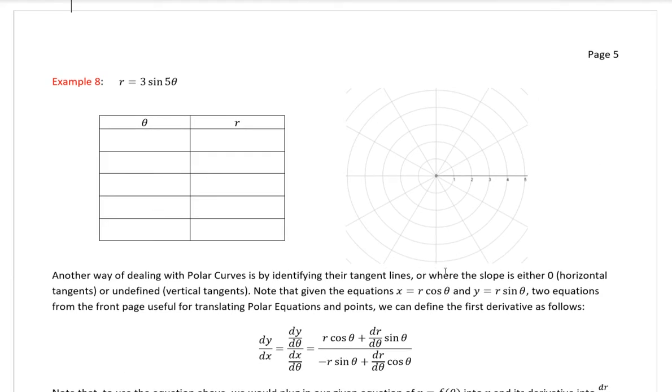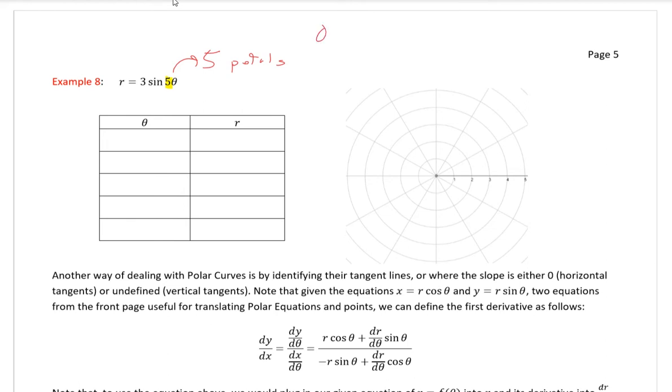Next one I have is 3 sine of 5 theta. Again, first thing we look at is that 5, that's going to influence both the angle measures we plug in and how many petals we expect. Since 5 is odd, we expect exactly that many petals. 5 petals.